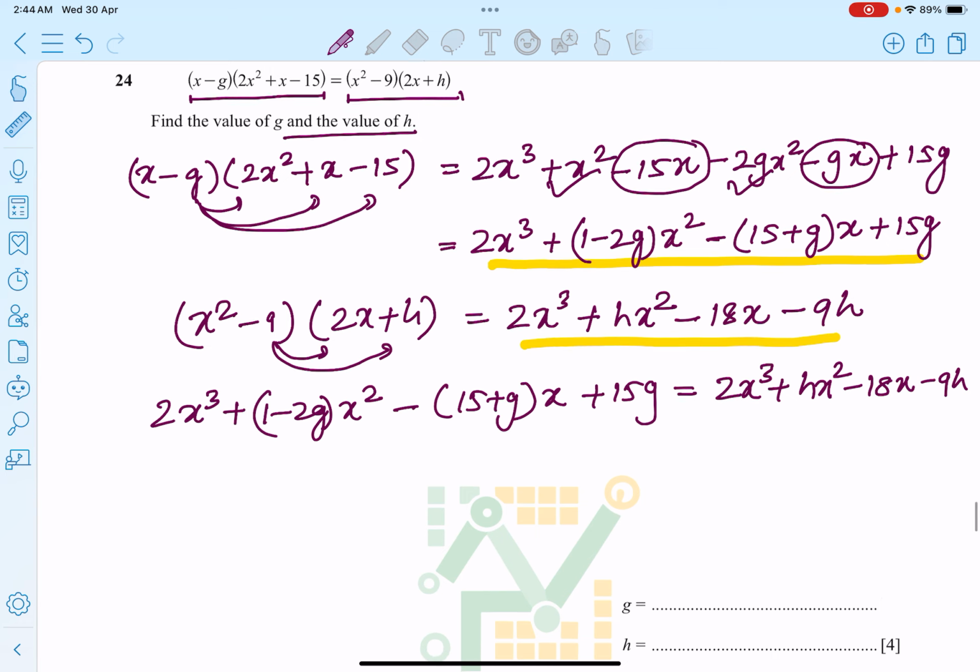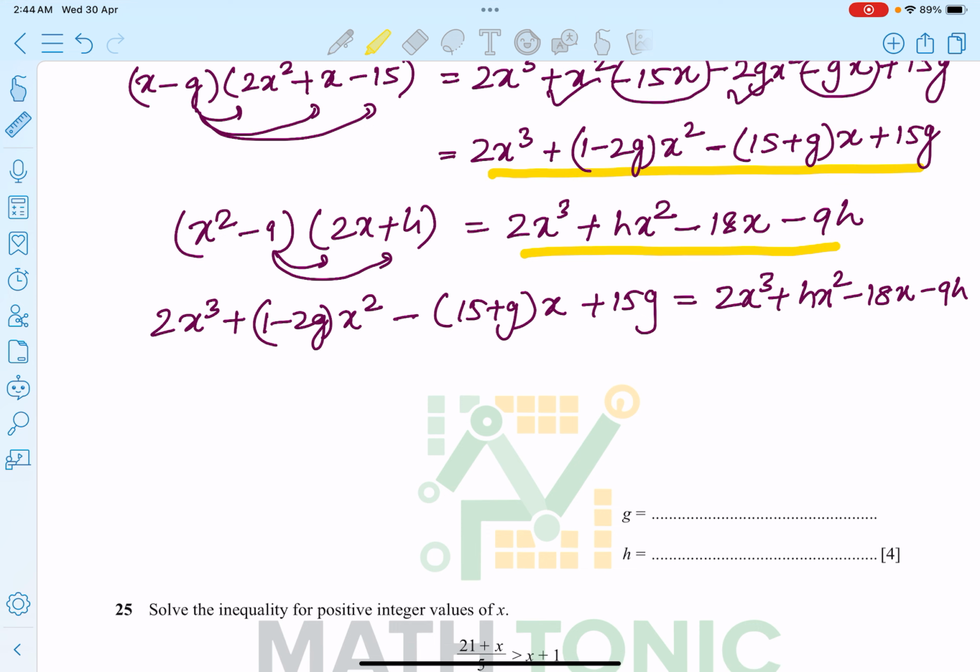Got it, everyone? Yes. Now listen carefully. What to do? We have to compare the coefficients. What does it mean? See, this is x cube, this is also x cube, and they have the same coefficient 2. You can see here, right? This is x squared, this is x squared. What is the coefficient given?